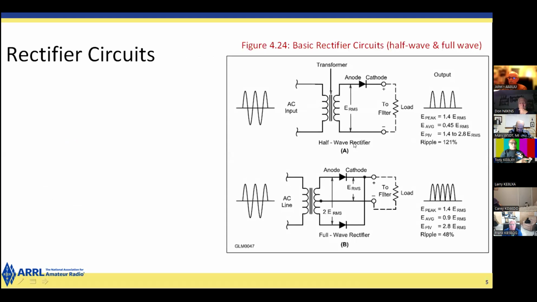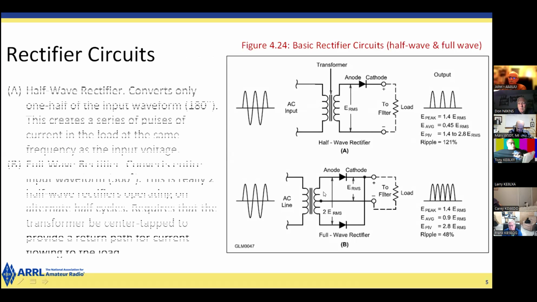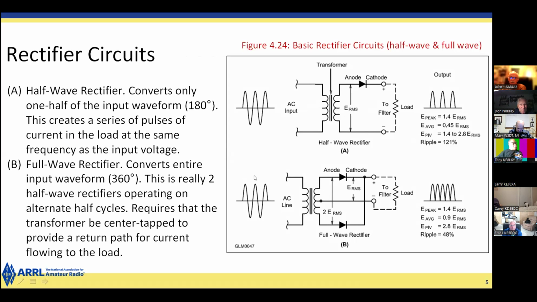Okay, rectifier. These are the classic half-wave rectifier, which you don't see much anymore, and then you have the push-pull type full-wave rectifier. So the half-wave was really popular at one time when rectifiers were expensive, but boy, they are cheap now.